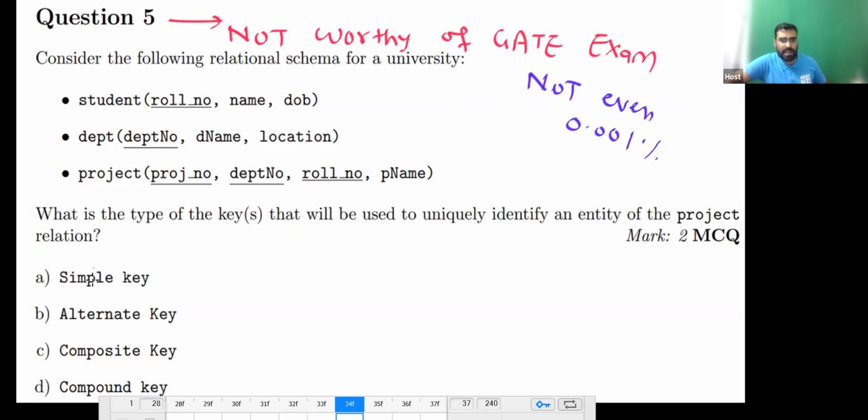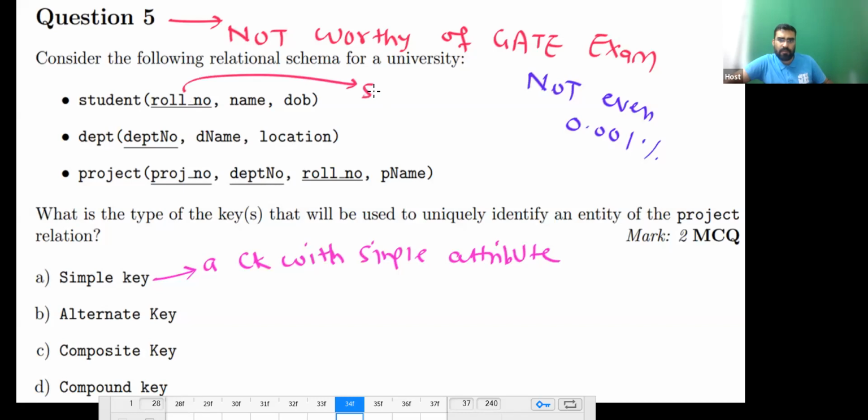But anyway, let me tell you what simple key means. This is a candidate key with a single attribute, right? For example, you can notice this is a simple key, correct? So simple key simply means it is a candidate key. Remember, whenever you see the word key, it simply means candidate key.